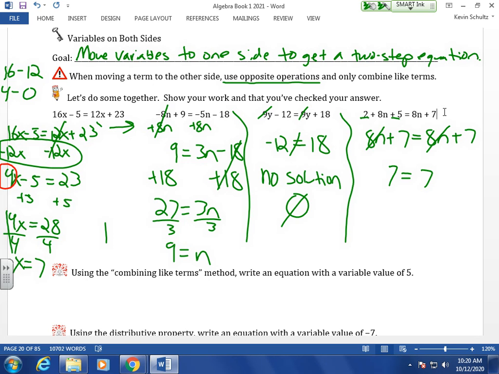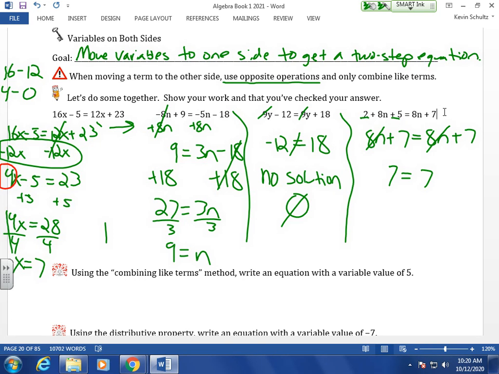Hey, Peter, give me a number 1 through 10. 10. Sure. If n is 10, 8 times 10 is 80 plus 7 is 87. That's equal to 8 times 10, which is 80, plus 7, which is 87. Okay, Gino, give me a number 1 through 10. Pick a number. 7. If n is 7, 56 plus 7 is 63. The right side, 8 times 7, 56 plus 7, still 63.